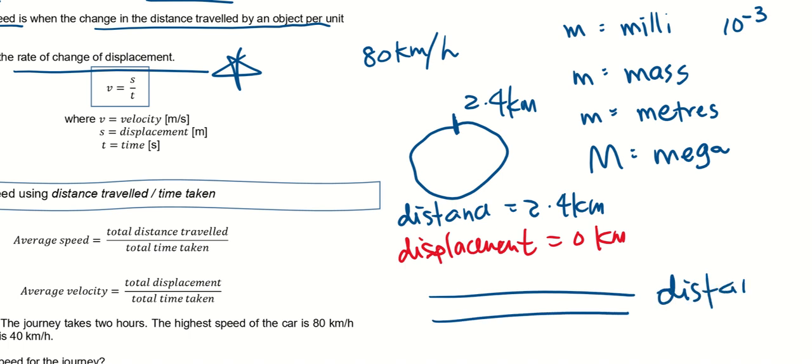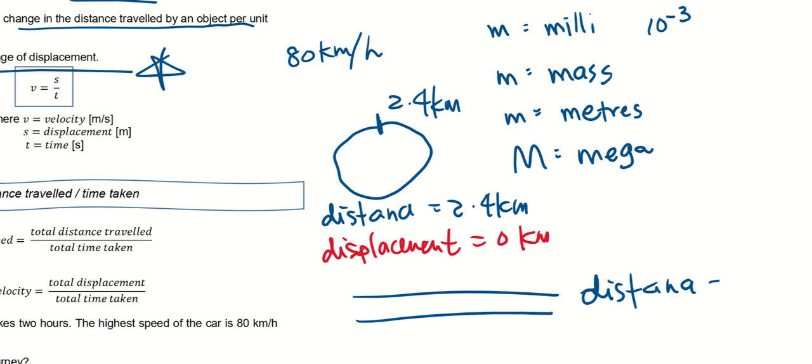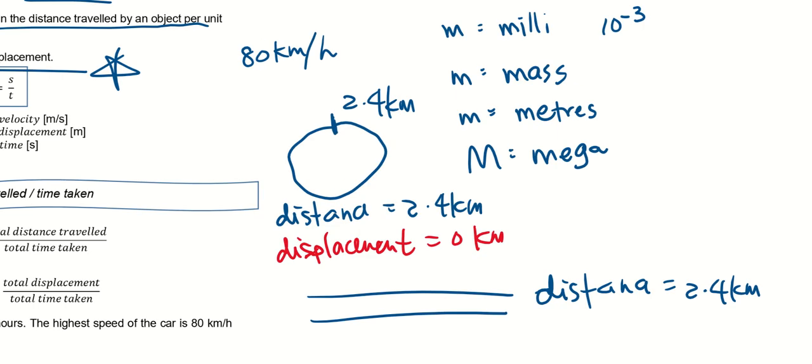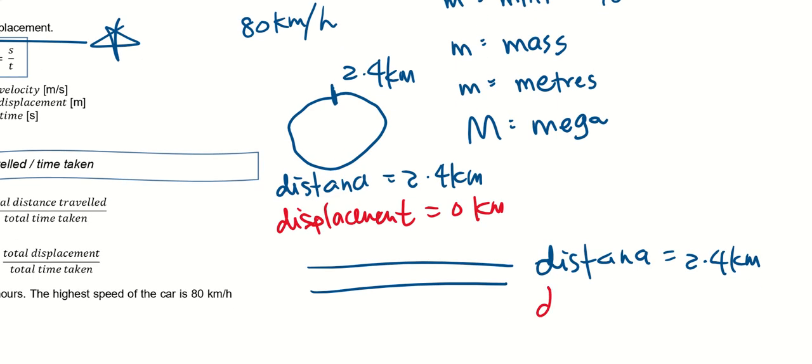Now instead of running a loop, you all run one straight line, because our school expanded. So what is the distance traveled? 2.4 km, right? What is the displacement? Displacement is also 2.4 km.